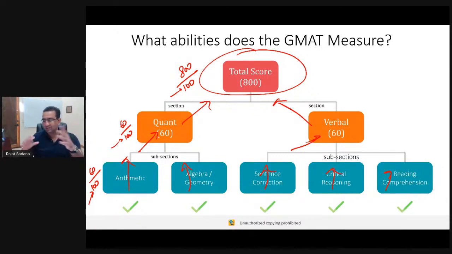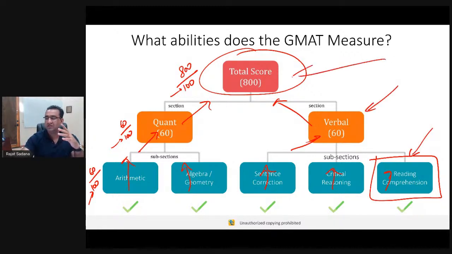So it's as simple as that. But the only takeaway that I want you to have is these abilities are the ones that matter, because this is a consequence, this is a consequence. These two, you don't plan for them. You study for this, you get this, you get this.